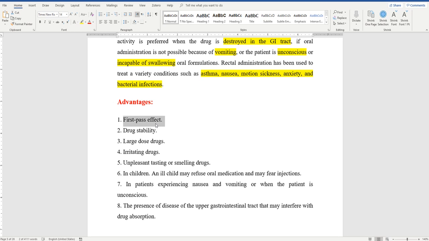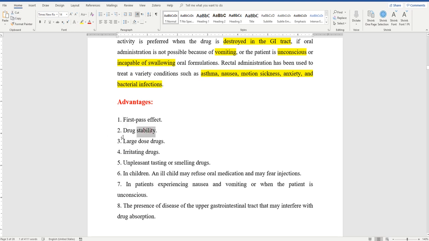Now, when you insert the suppository and this suppository releases the drug to the lower or middle hemorrhoidal vein, then the drug will go directly to the systemic circulation. But the drug that gets to the superior hemorrhoidal vein will need first to pass to the liver. So it's not completely avoiding first pass metabolism, but at least reducing first pass metabolism in case some of the drug gets absorbed by the superior hemorrhoidal vein.